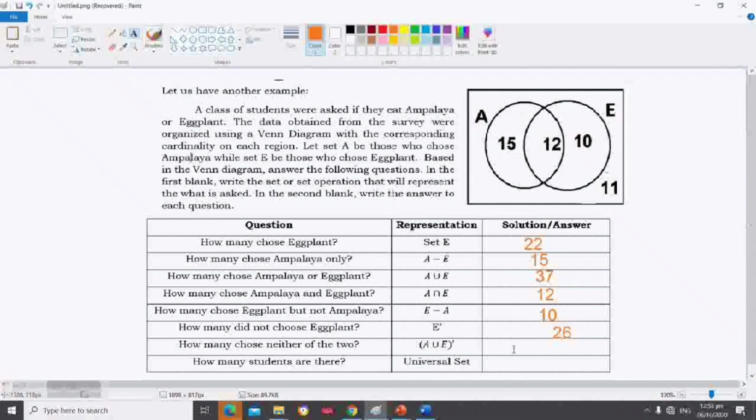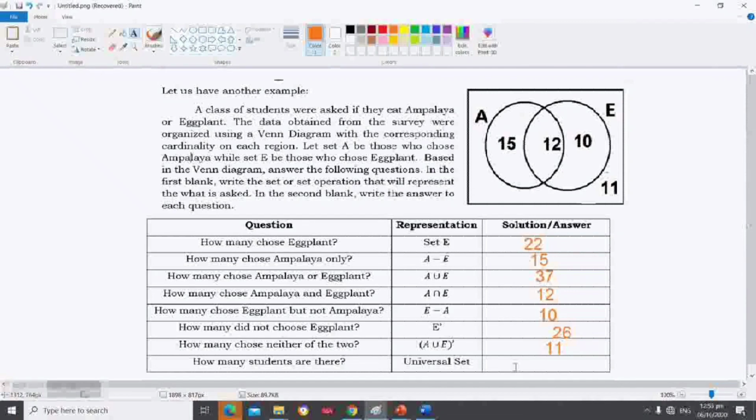How many chose neither of the two? So when we use the word neither, it has something to do with complement. So in representation, that is simply the complement of the union of A and E. Or it means you have to choose all the regions except A union E. Or simply, that region is outside the two circles. So obviously, the answer is 11.